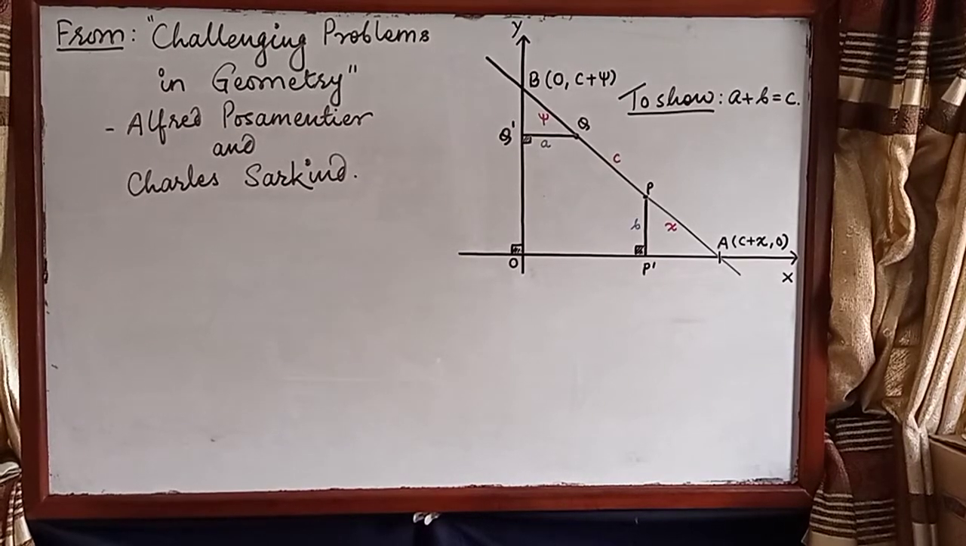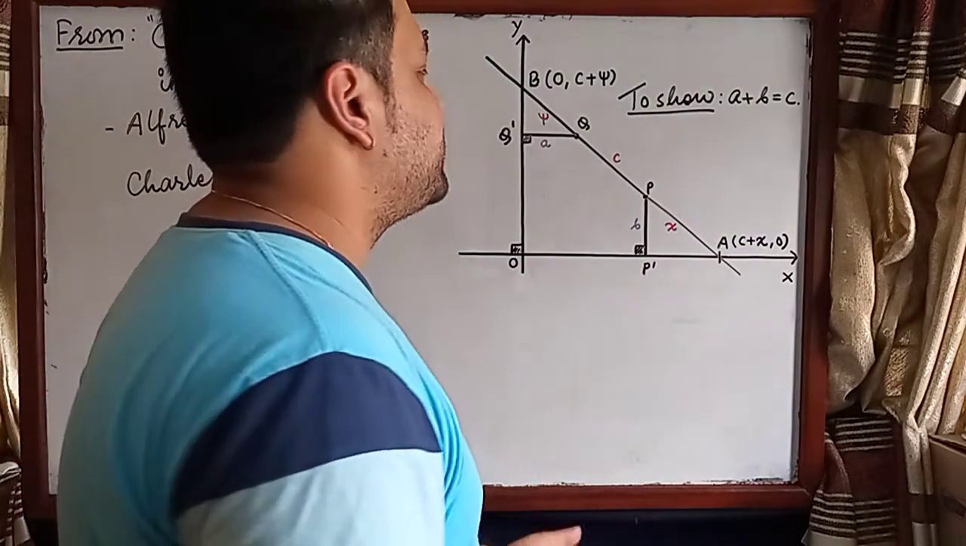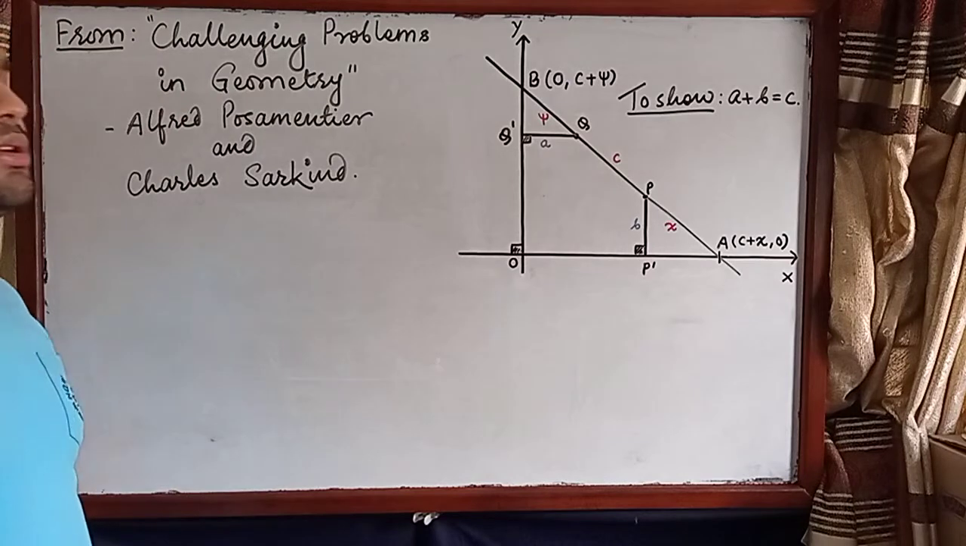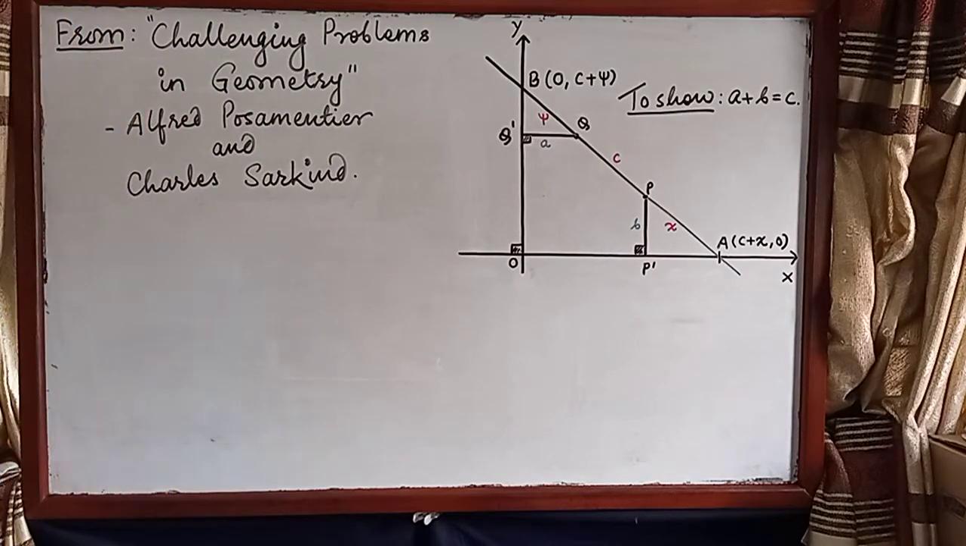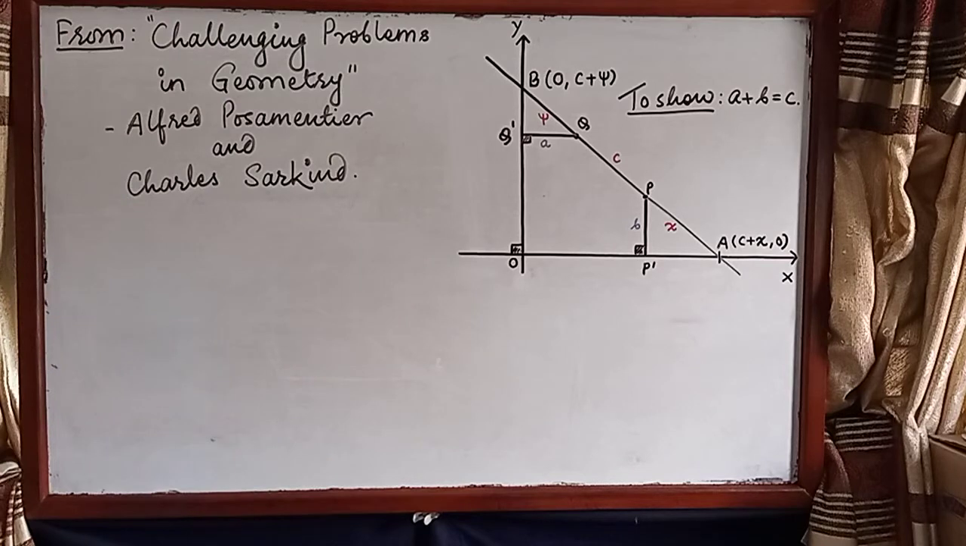Hello everybody. Today we're going to discuss this question from the book Challenging Problems in Geometry by Alfred Posamentier and Charles Sarkind. I've restructured the question a little bit, but the given conditions and what we're supposed to show are still the same. So this is basically the same question in the book, even though I have rephrased it. Now, before trying to solve this problem, let's make certain observations.